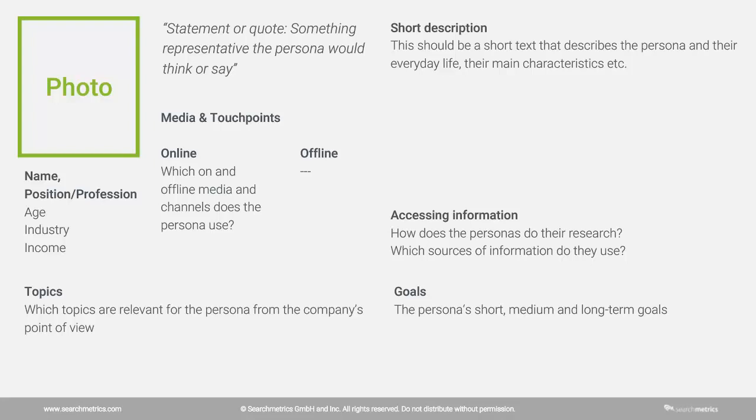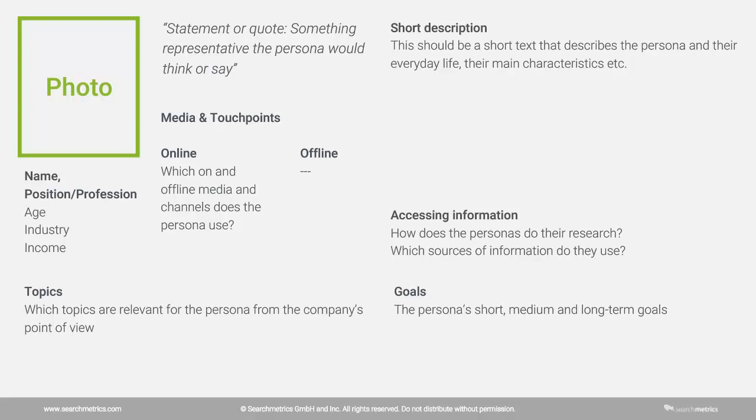I'm a big fan of a statement which summarizes the persona and gives a quote about, for example, the business or the characteristics of that persona. A short description is always helpful. So describe the context, give an overview of the touchpoints and media, and, like I said, goals or how they access information is also helpful. Yes, so now hopefully after step 1, we defined what kind of information we need.